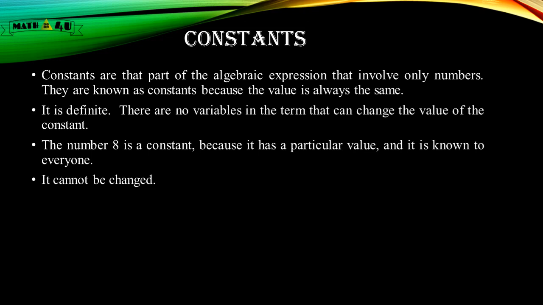What are constants? Constants are the part of the algebraic expression that involve only numbers. They are known as constants because the value is always the same. It is definite. There are no variables in the term that can change the value of the constant. The number 8 is a constant because it has a particular value and it is known to everyone. It cannot be changed.